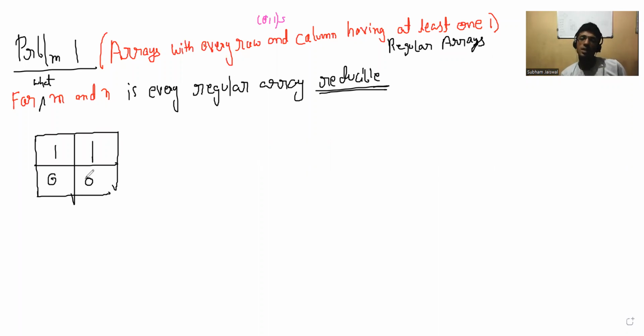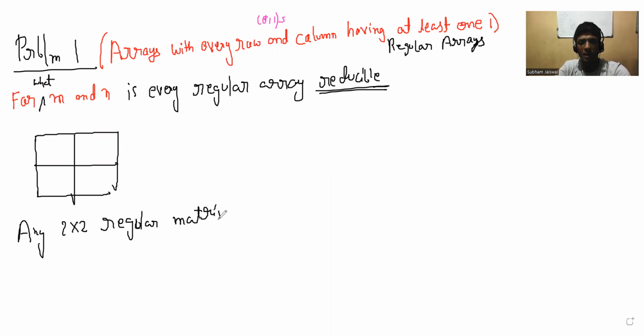Is this regular? It's not even regular, right? The second row doesn't have a 1. But the point is that any 2 by 2 regular matrix is reducible. Does it seem to be true? Just asking for the 2 by 2 case.